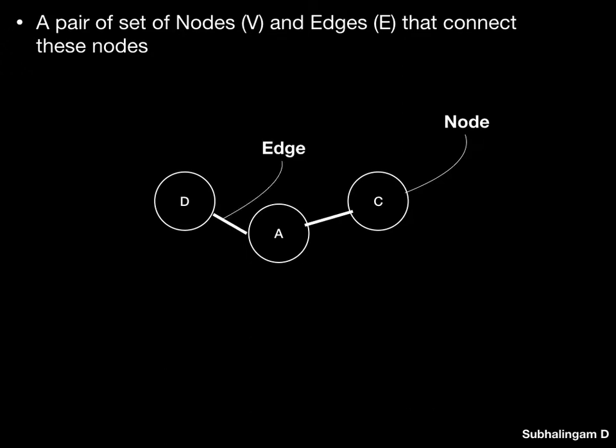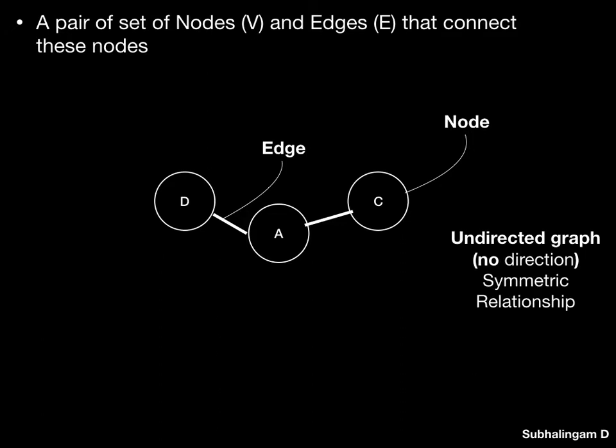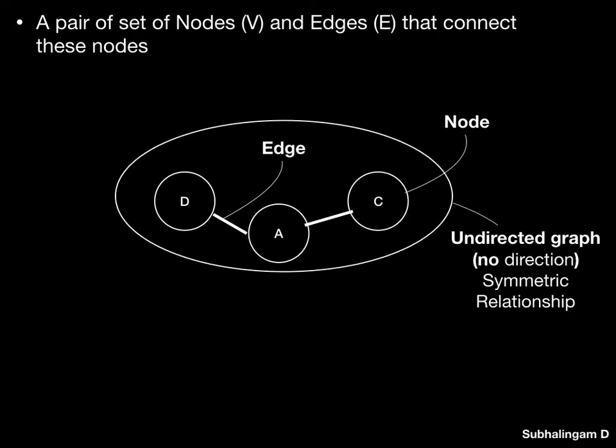So let's name this graph. An undirected graph is something that has no direction in the edges. This signifies some sort of symmetric relationship between the nodes. That is, if A is related to B, then B is also related to A. So the graph that we have is an example of an undirected graph.